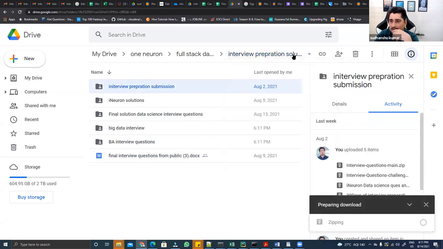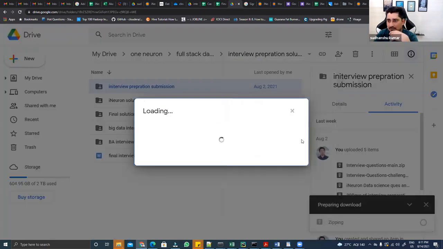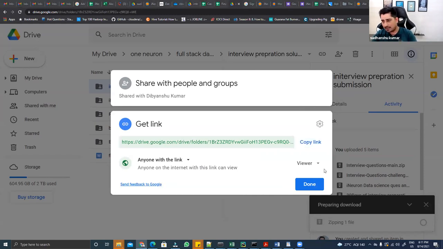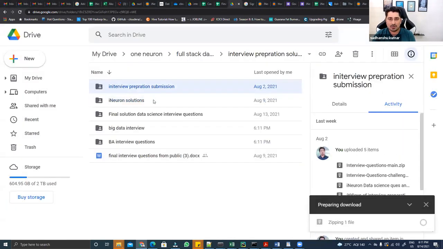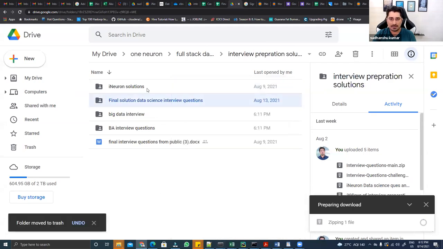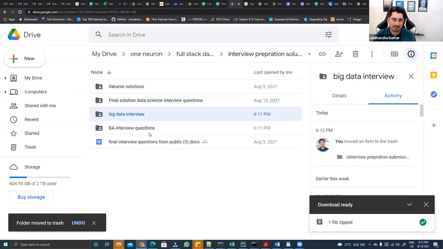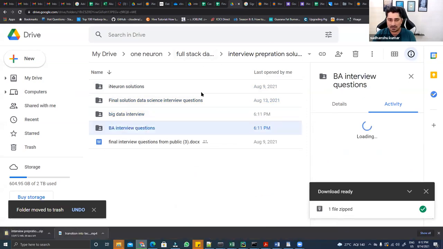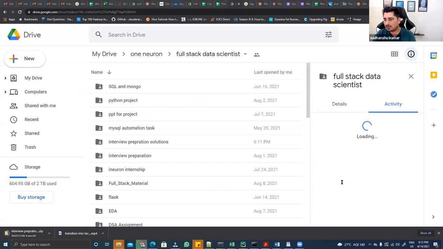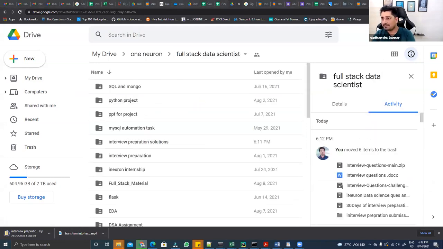Or maybe you can take it now itself. I'll ask my team to upload it. I'm pinging you guys a link. You can take it over here. Some of the people have submitted their solutions. Let me delete this. Okay, so there are solutions, and the final solution for data science and preparation, big data, BA. All these things you can find. Yeah, so you can just enjoy.